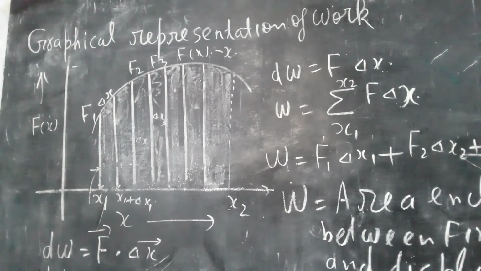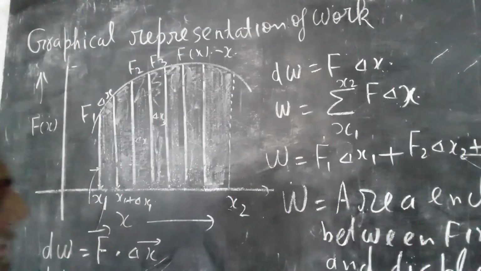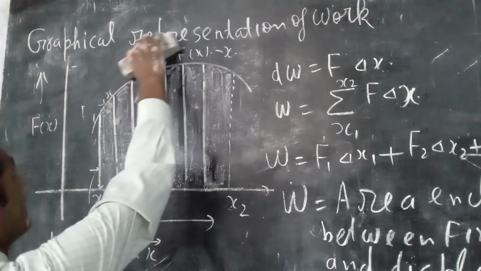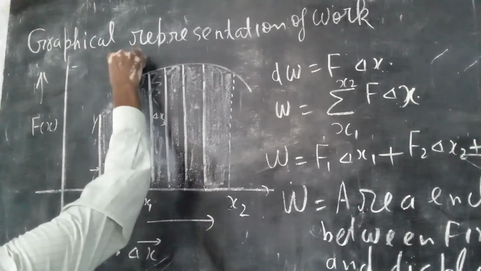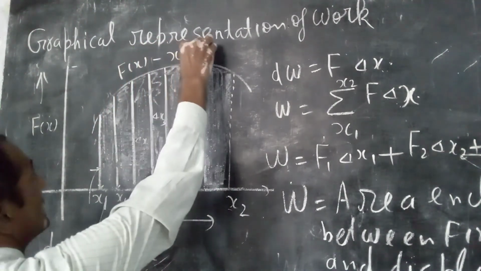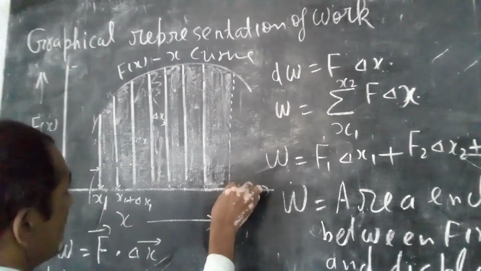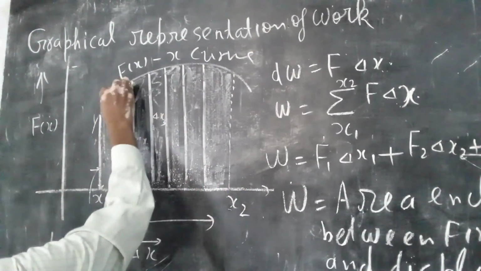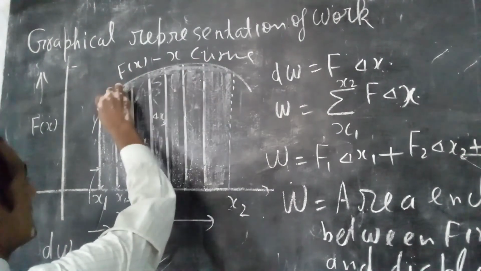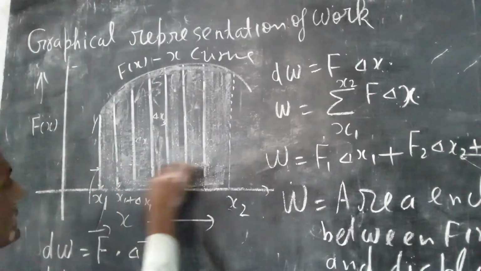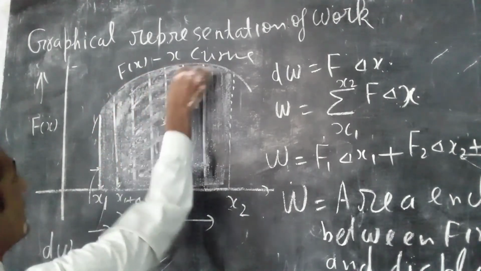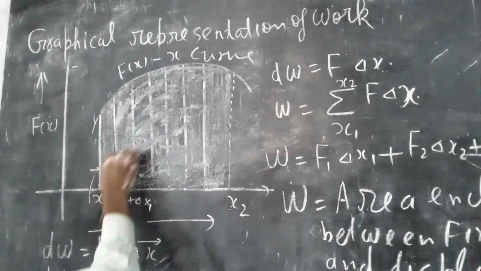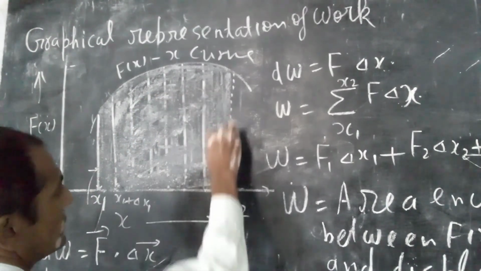So thus to find work, find the area enclosed by the force displacement curve. This is your force displacement curve, the Fx versus x curve. ठीक है. This is your displacement axis. So the area between the force displacement curve, that is this, and the displacement axis, that is this, is the work done by the force in displacing the body from position x1 to position x2.